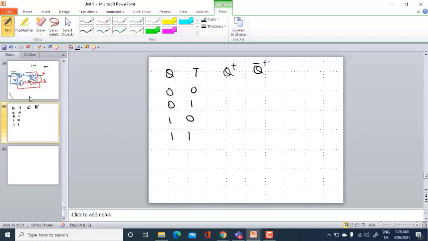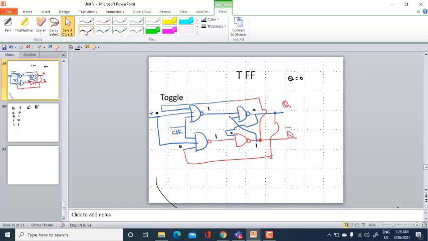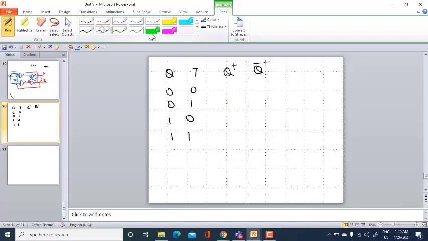Let me go ahead with 0, 0. So when your input is 0, both the inputs J and K are 0 and 0, and the NAND outputs are 1 and 1. When both are 1 and 1, the output of the flip-flop depends on the previous state output. So this is your previous state 0. This 0 goes here. So Q plus is 0 and Q bar plus is 1.